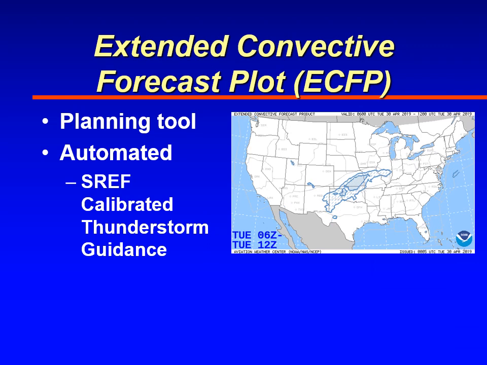The ECFP should be used as a planning tool. In other words, people that are dealing with air traffic, the airlines, meteorologists, and also air traffic control are all looking at this product, and it gives them an idea over the next couple of days where to expect thunderstorms. Unlike the TCF, which was a collaborative product, meaning that it was generated by a number of people, a lot of people had input, the ECFP is totally automated, meaning that a computer model generates it. And specifically, the computer model is an ensemble or a SREF product that gives you probability of thunderstorms across certain regions.